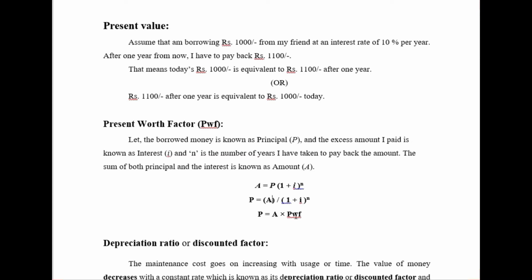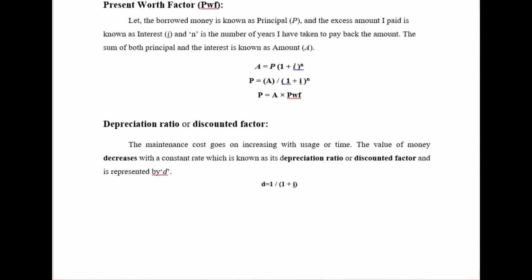The third term is depreciation ratio or discount factor. As we know, the maintenance cost of any system or machine increases with respect to time. So the value of money decreases at a constant rate, which is known as the depreciation ratio or discount factor, and it is denoted as d. With a simple equation, it can be represented as d equals 1 divided by (1 plus i), where i is the rate of interest.